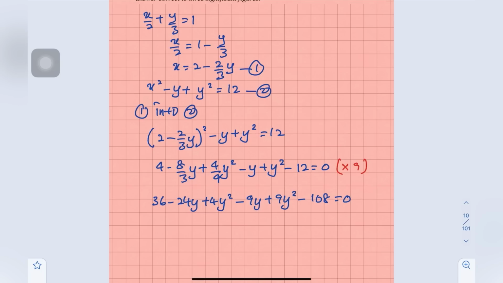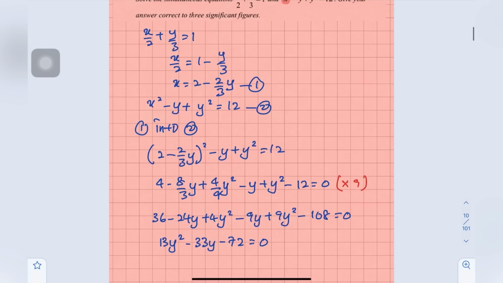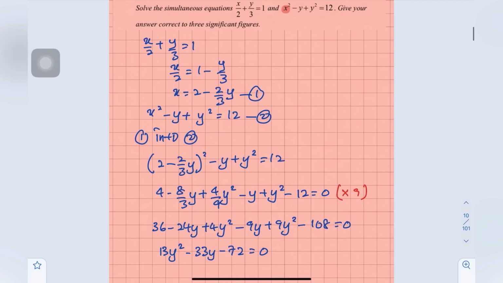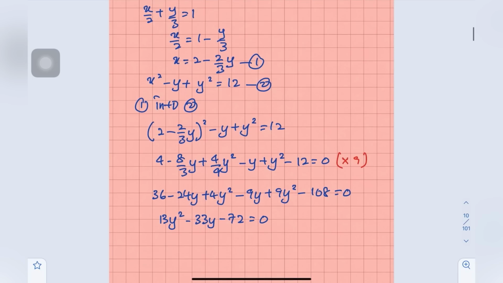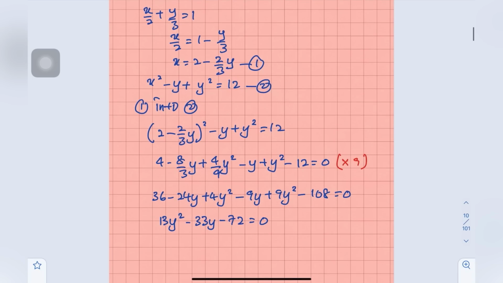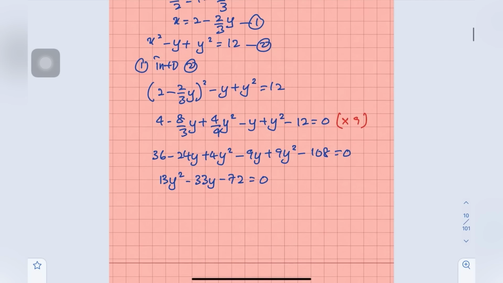Okay, so then we can simplify this. 4y squared plus 9y squared is 13y squared, minus 33y minus 72 equals 0. Just now from the question, you have to give your answer correct to 3 significant figures. This equation you cannot factorize, so you can use the formula, the first formula from the given list of formulae.